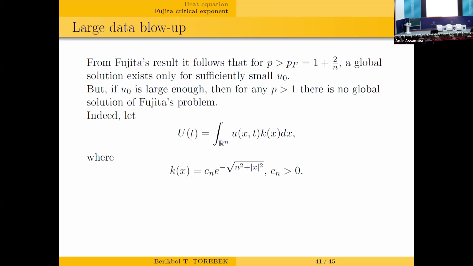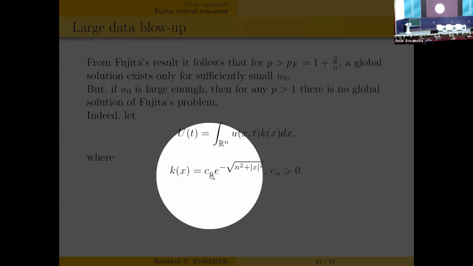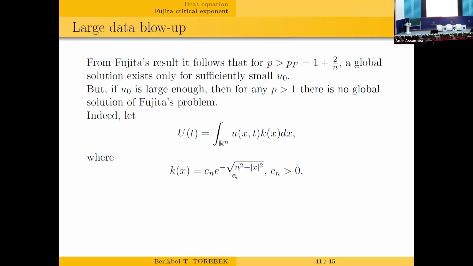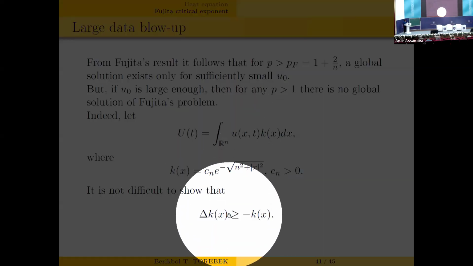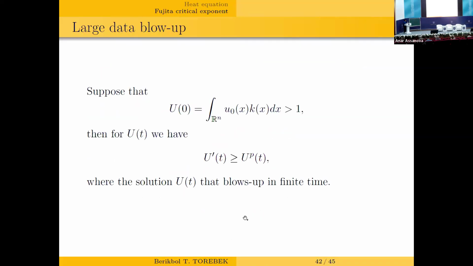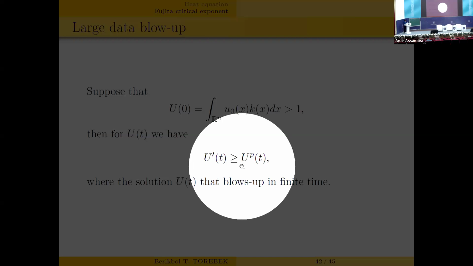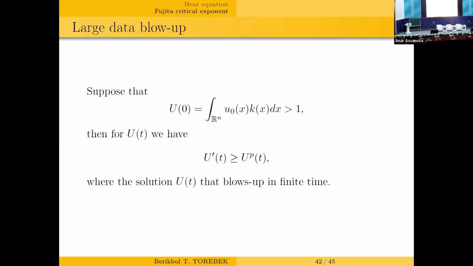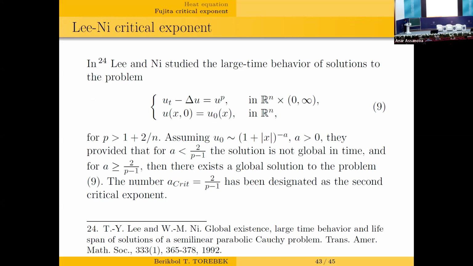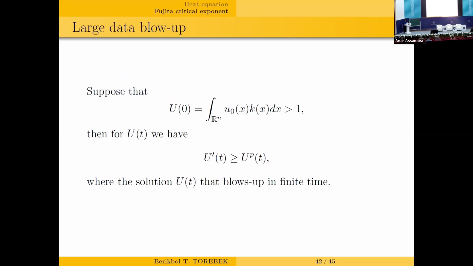For example, it's easy to show using this approach. One can consider this kind of function. Here, k(x) can be represented by this expression. Here, C_n is a normalizing constant. And it's not difficult to show that Δk(x) is greater than -k. And then using elementary calculations, we can show that the capital U satisfies this integral differential inequality. And the solution of this differential inequality can blow up in finite time. So it means that for large initial data, there is no global in time solution for any p.